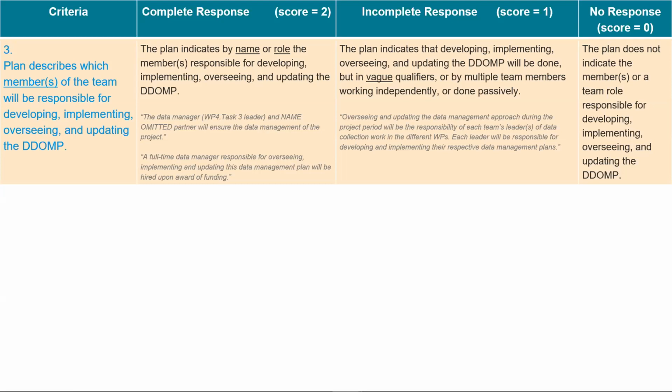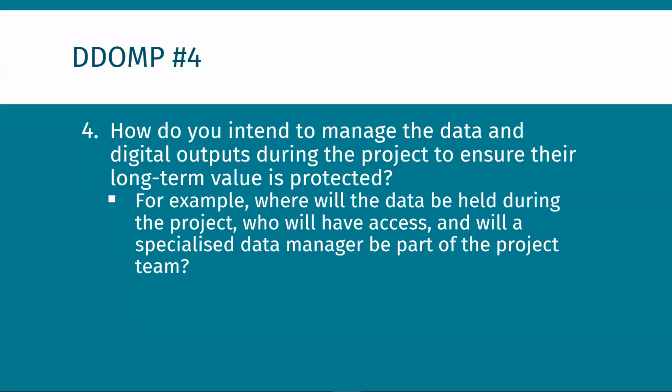An incomplete response would have a plan that indicates this role, but in vague qualifiers, by multiple team people working independently or done passively. So, "Data management approach during the project period will be the responsibility of each team's leader of data collection." So that's great for an initial draft, but that is an incomplete response, not being very specific in who will be responsible. If it is the team leader that is responsible, then name it that way. Not that there's something being delegated.